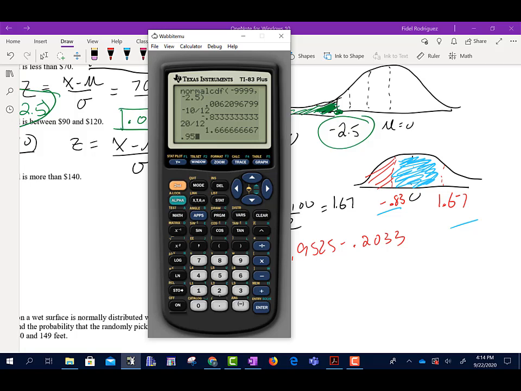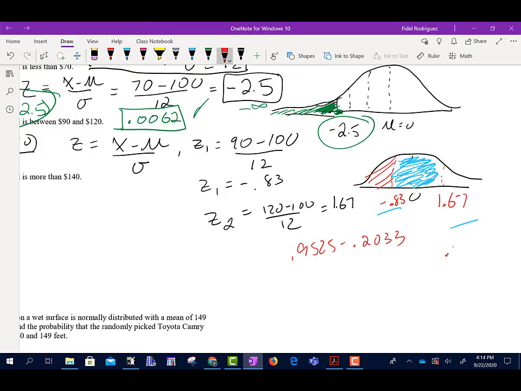So 0.9525 minus 0.2033 equals, and I'm coming up with 0.7492. That's the number that I'm coming up with so far, right? Because remember, I was finding the area in the blue. When I found the area originally for 0.83, that gave me the area to the left. When we did it for 1.67, that gave me that area to the left. So if I wanted to find the area in the blue, then I had to subtract those two numbers, correct?